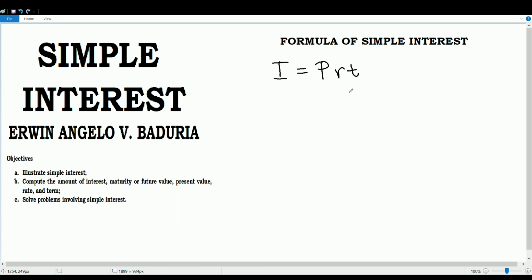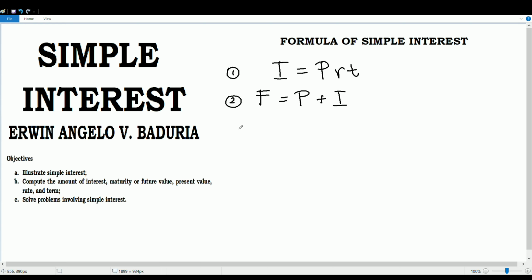Now the second formula is that according to our future value or maturity value denoted by F, we have it is the sum of the principal amount and the interest. So this is our second formula. This is the first one.